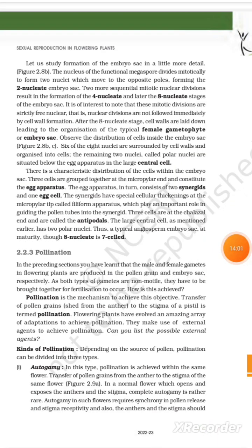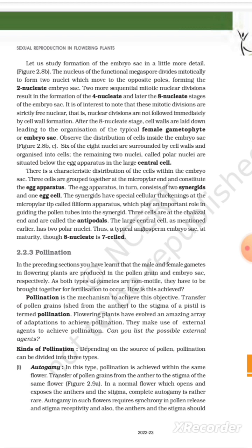Let us study formation of the embryo sac in a little more detail. Figure 2.8b: The nucleus of the functional megaspore divides mitotically to form two nuclei which move to the opposite poles, forming the two-nucleate embryo sac. Two more sequential mitotic nuclear divisions result in the formation of the 4-nucleate and later the 8-nucleate stages of the embryo sac. It is of interest to note that these mitotic divisions are strictly free nuclear, that is, nuclear divisions are not followed immediately by cell wall formation.